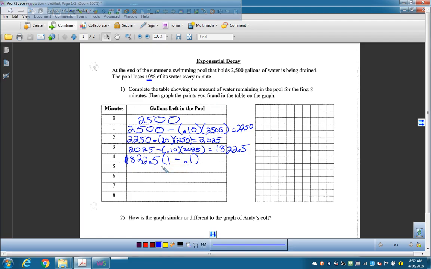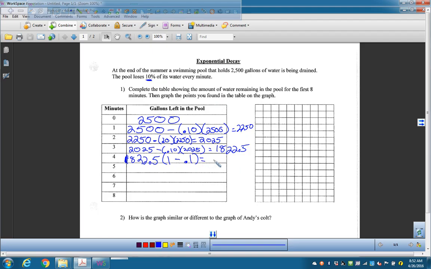Do you understand that? Because each time you keep 90% as much, right? It's kind of like if you take a retest. On the first test, you could get 100. On the second test, you get 90%. On the third try, you get 90% of that. If you were losing it by 20%, it'd be 0.8. We'll do some more, okay?